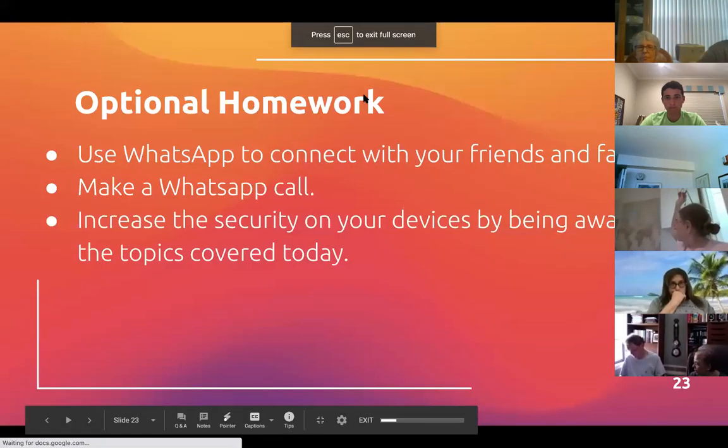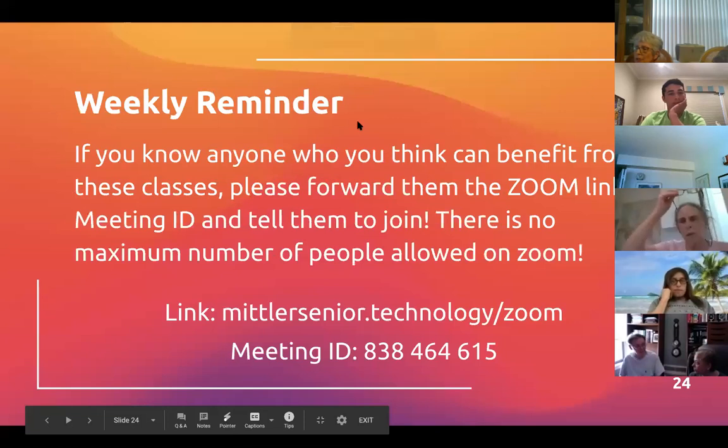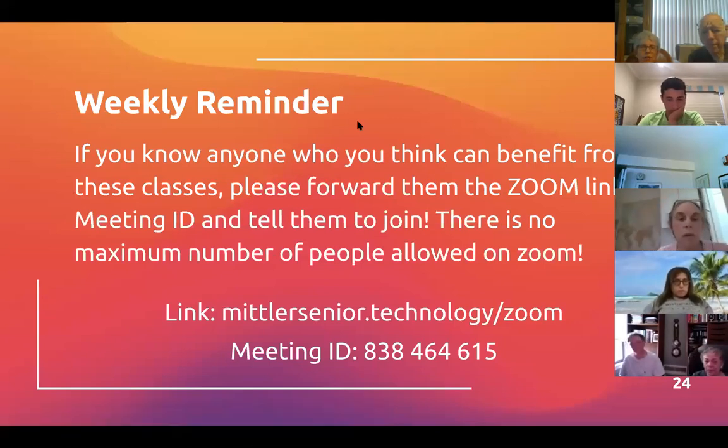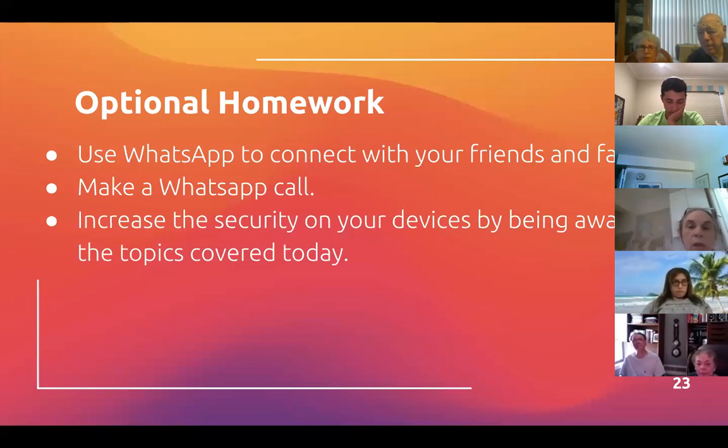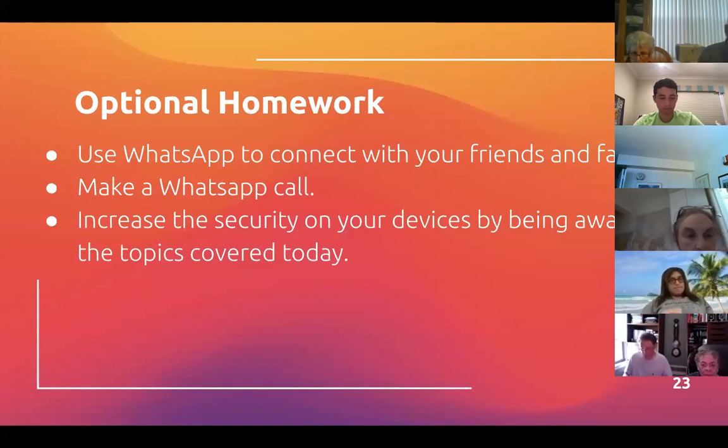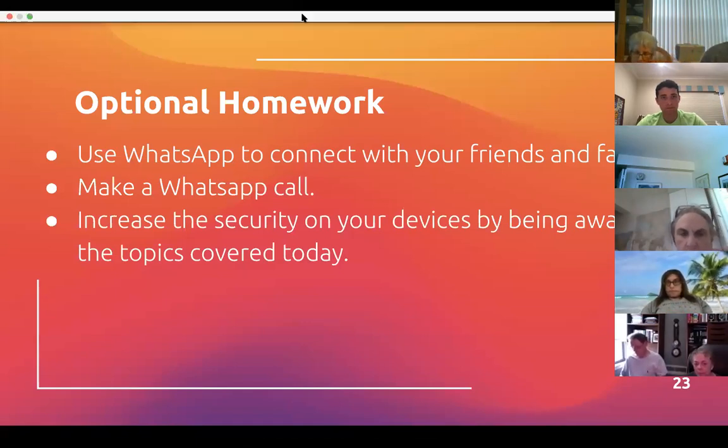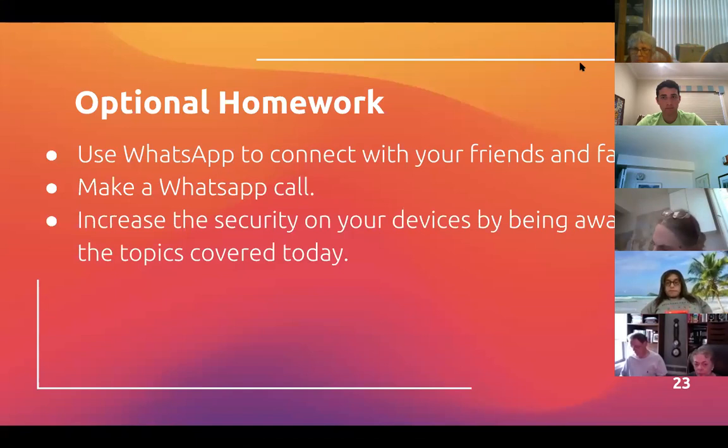I just want to go over a few things before I say goodbye. Here are a few things you could do this week to practice what we taught you today. Use WhatsApp to connect with your friends and family, send messages, make a WhatsApp call, for example. Next is to increase your security on your devices by using the tips we spoke about today, such as looking for the S in HTTPS, and going back to your emails and looking for the things we spoke about that make it a fraud email. I will send a recorded version of this class. You could look it over.